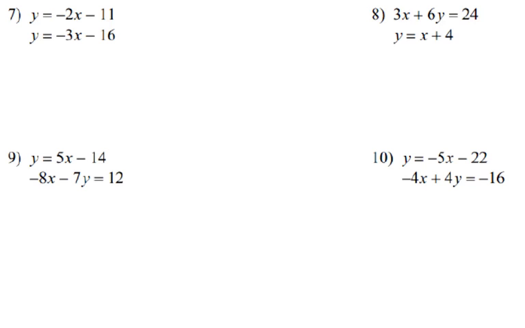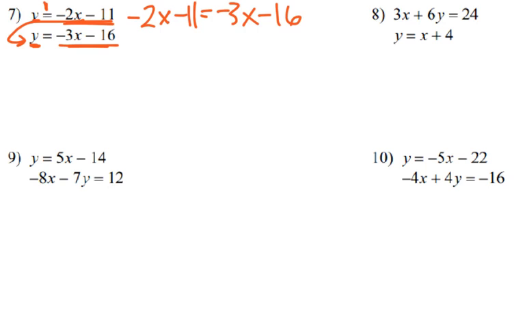So number 7, same idea. Y equals negative 3x minus 16. Y also equals negative 2x minus 11. So I can even take that one and replace it with the other y. Doesn't matter which one I replace as long as they're equal to each other. So instead of y, I've got negative 2x minus 11 equals negative 3x minus 16. Now, I could graph both of these and look to where they intersect. We can always do that as well.